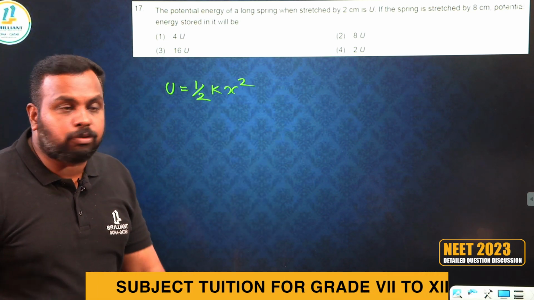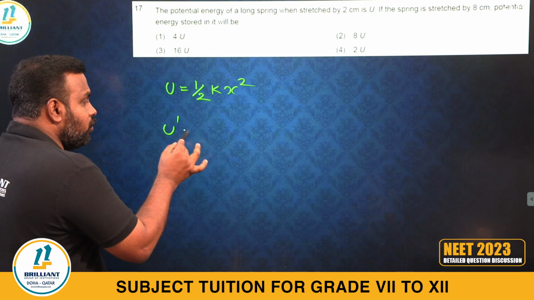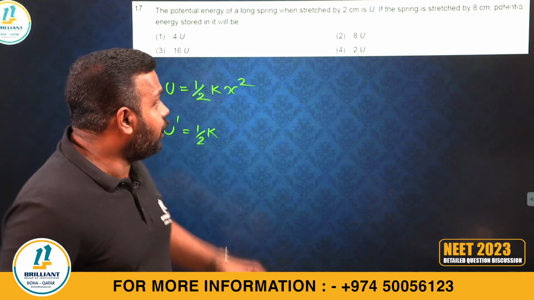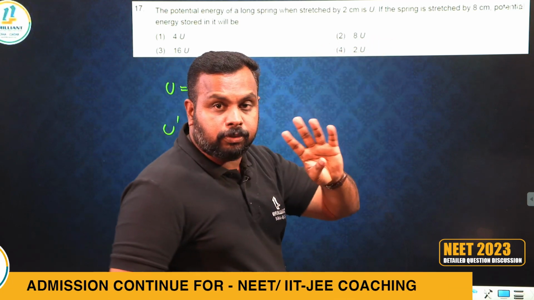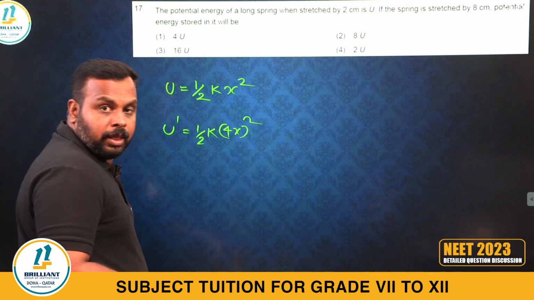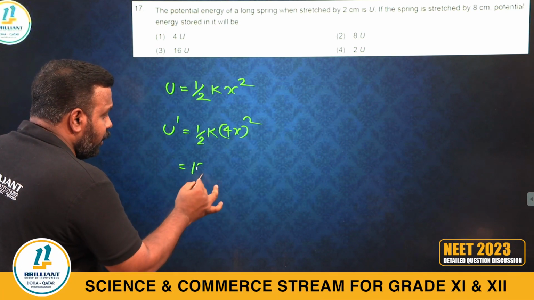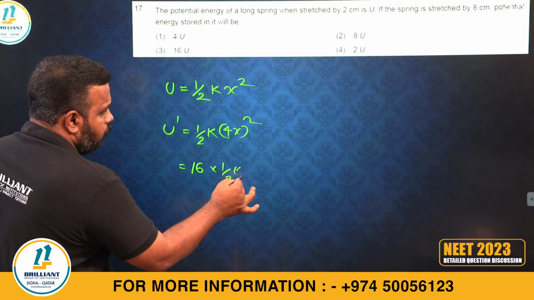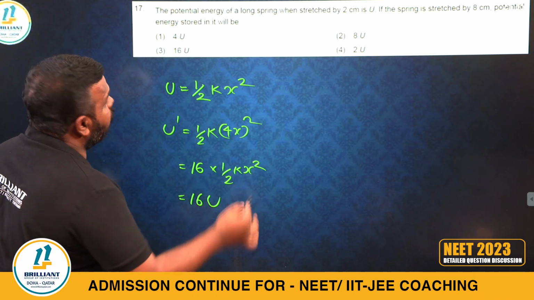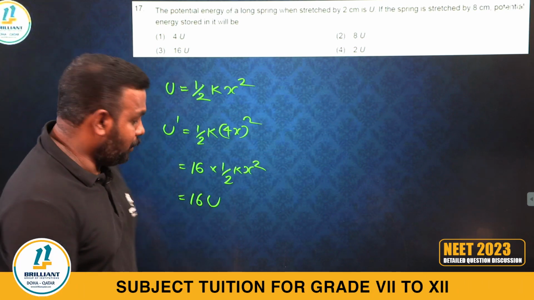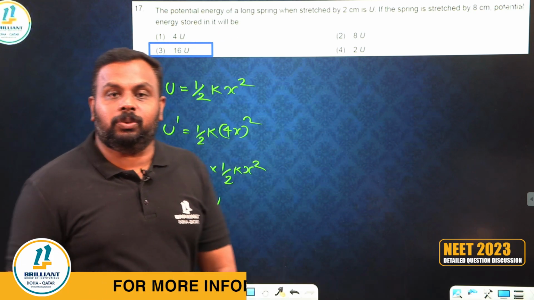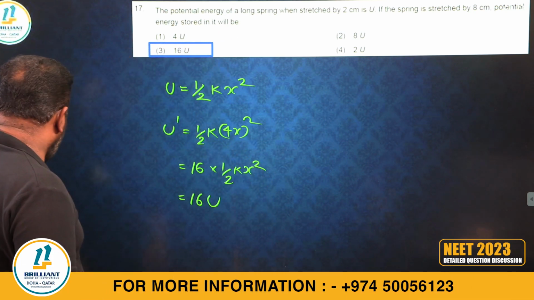4 times the initial x. So U dash, the new energy, will be half k. Half k is a constant. But instead of x, what can we write? x is how many times? 4 times. So we get 4x the whole square. So 4 square is 16. 16 times half kx square. So half kx square is U. So look at the result: 16U. Option 3 is the right answer. Isn't it? Yeah. 16U. Very easy question. Going to the next, question number 18.